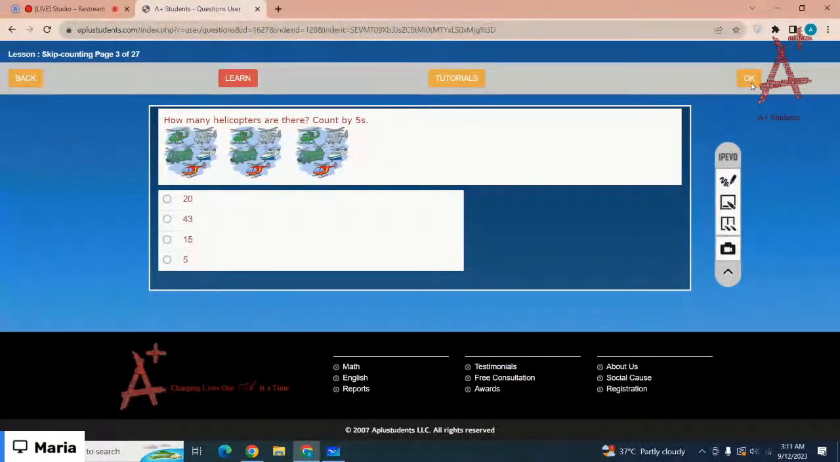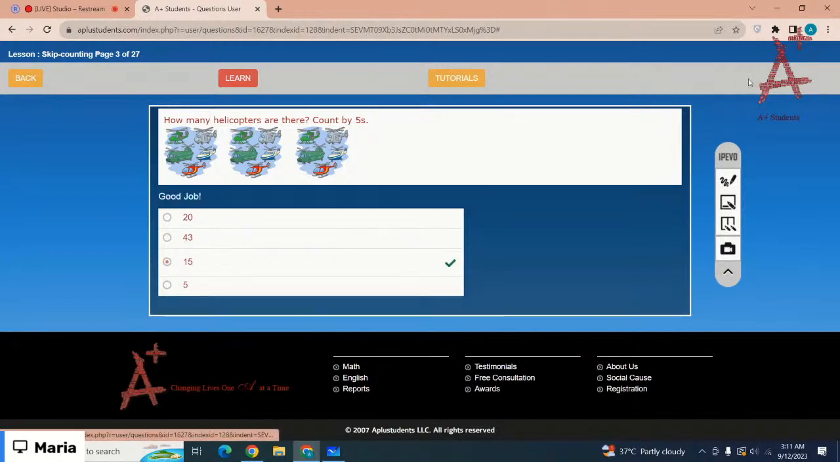Okay, how many helicopters are there? You have to count by 5. So how many helicopters? You have to count by 5. So which is the correct option? Yes, again there are 15 helicopters because you have just 3 groups, so they are 15. The correct option is 15.